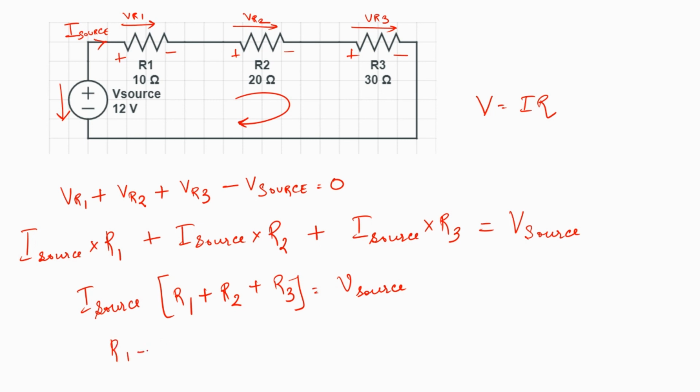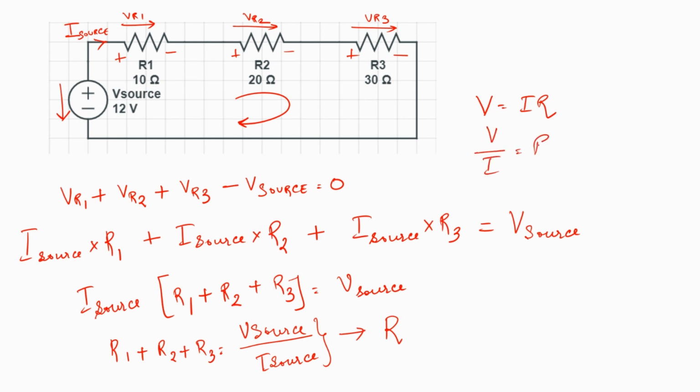So here, R1 plus R2 plus R3 is nothing but V source by I source, which is nothing but the total resistance of the circuit, because after all V by I is nothing but R. In this case it represents the total resistance of the circuit.